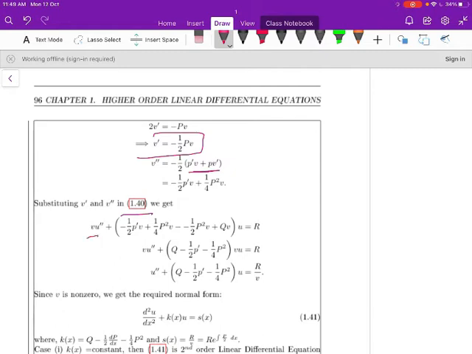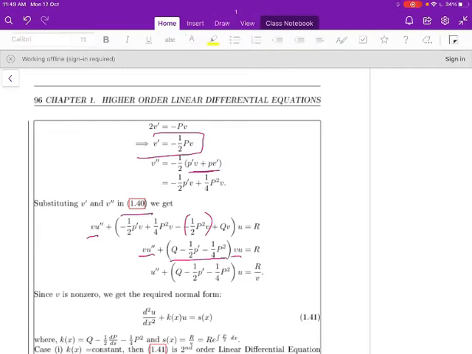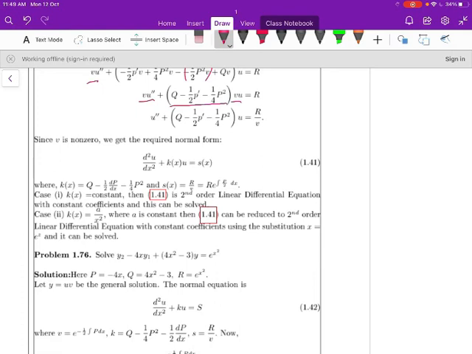Now substituting v dash and v double dash in terms of v, therefore equation 1.40 becomes v into u double dash plus minus half into p dash v plus 1 by 4 into p square v, minus half p square v, plus q into v into u is equal to r. After simplification, v into u double dash plus q minus half into p dash minus 1 by 4 into p square v into u is equal to r. V is common, divided by v. Therefore u double dash plus q minus half into p dash minus 1 by 4 into p square into u is equal to r by v.